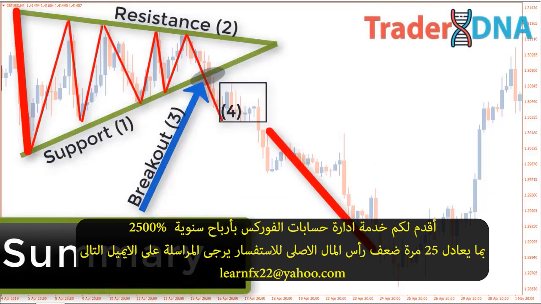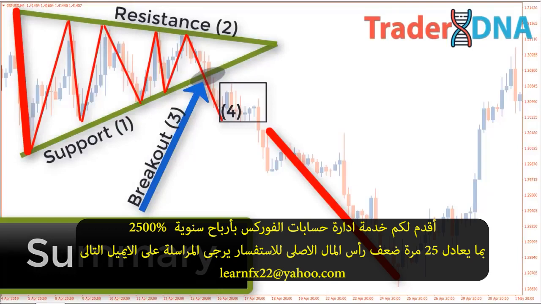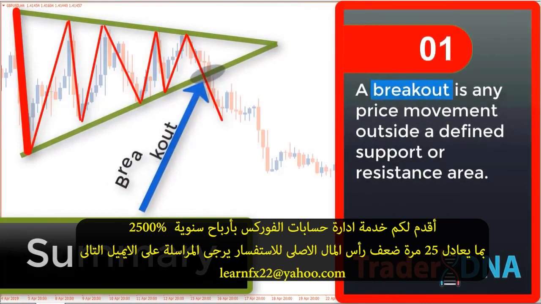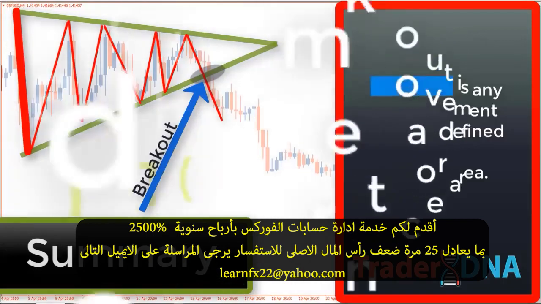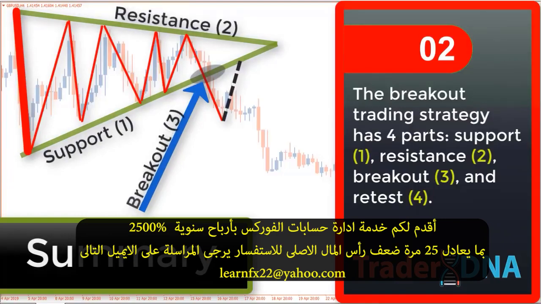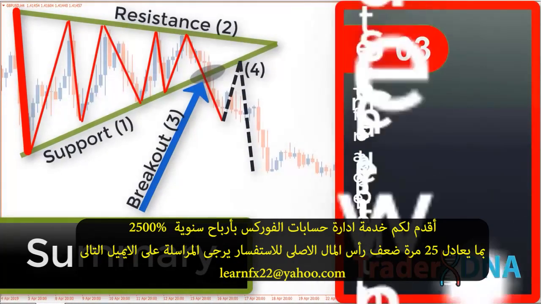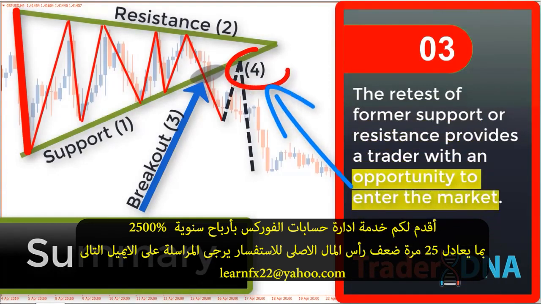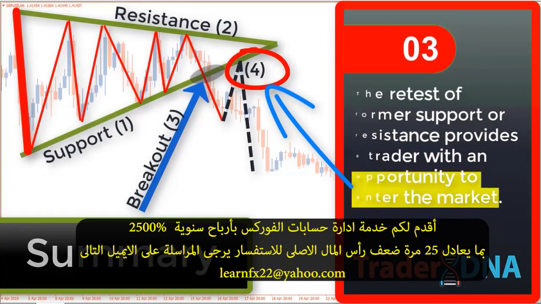Summary. We covered a lot of content in this lesson. Here are some of the highlights to keep in mind as you begin to implement this trading strategy into your game plan. 1. A breakout is any price movement outside a defined support or resistance area. 2. The breakout trading strategy has 4 parts: support, resistance, breakout and retest. 3. The retest of former support or resistance provides a trader with an opportunity to enter the market.